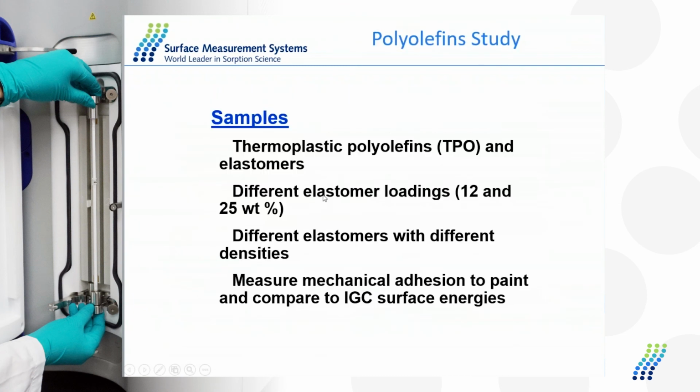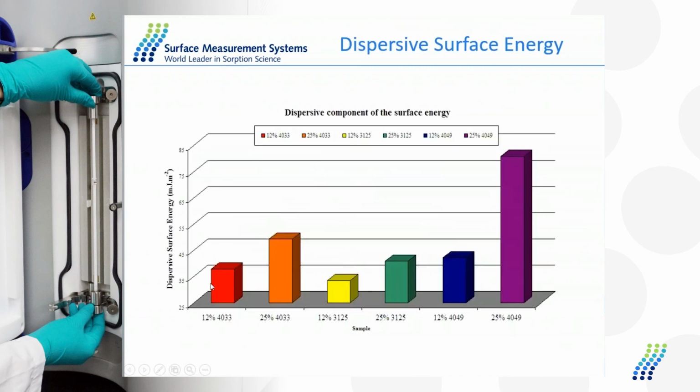The final study I'd like to look at is looking at some thermoplastics, and these were basically some polyolefin thermoplastics at different elastomer loadings and with different densities. And we use inverse GC to calculate the surface energy of these different polyolefins. And we wanted to see how that correlated to a mechanical property of actually painting these polyolefins and measuring the adhesion of the paint to the surface.